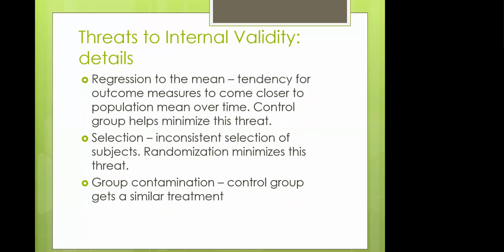Some more things to consider is this tendency to regress toward the mean. So the outcome measures come closer to the population mean over time. And the control group helps, again, minimize this threat because it should happen equally in both groups. Selection bias is inconsistent selection of subjects, and randomization minimizes that threat. And then group contamination, where the control group gets a similar treatment or maybe a more powerful treatment. So those are other threats to validity.